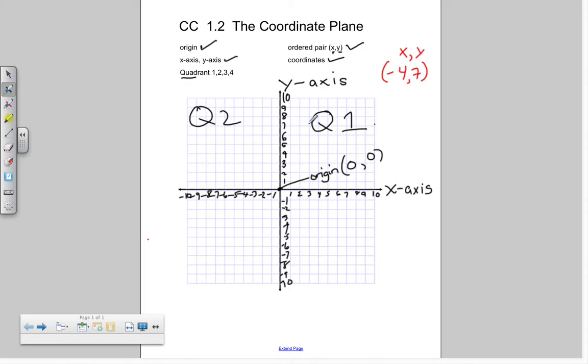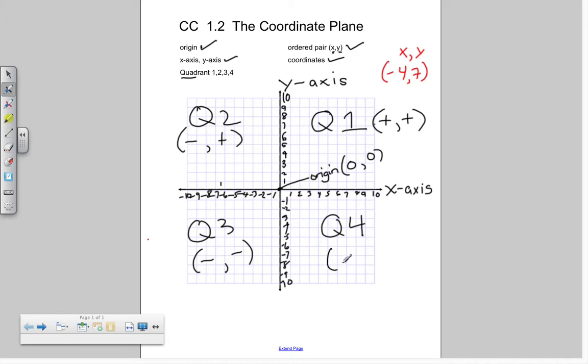This one is quadrant 2, and actually I'm going to write that here, positive, positive for quadrant 1. My x term in quadrant 2 will always be negative. My y term in quadrant 2 will always be positive. So that's going to always have the form negative, positive. Quadrant 3, notice how we're going counterclockwise around. In quadrant 3, my x-coordinate will always be a negative, and my y-coordinate will always be a negative. So it's a negative, negative. And quadrant 4, you're in this region here. Your x-coordinate is always going to be positive, and your y-coordinate is always going to be negative.